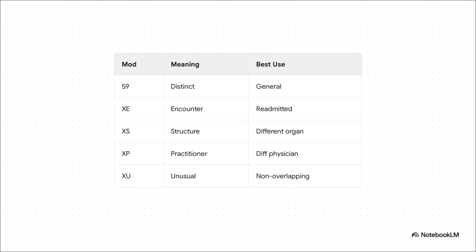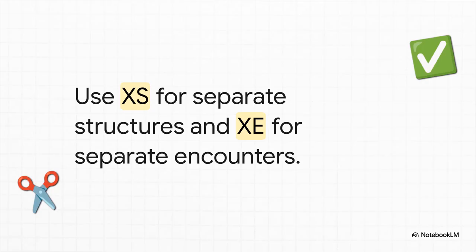Let's look at them. XE is for a separate encounter. XS is for a separate structure or organ. XP means a separate practitioner, and XU is for an unusual non-overlapping service. So for the exam, here's your decision rule. If the scenario screams different anatomical site or separate lesion, XS is your cleanest conceptual match, separate structure, right? If the patient left the facility and came back later that same day, you use XE for separate encounter. Basically, try to use these over 59 whenever the payer allows it.